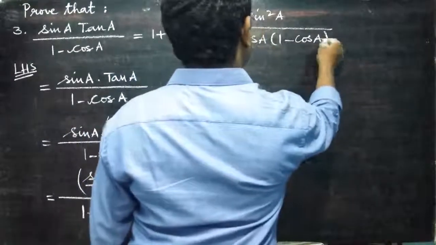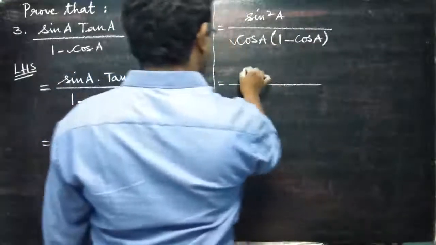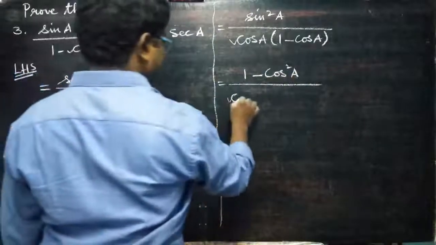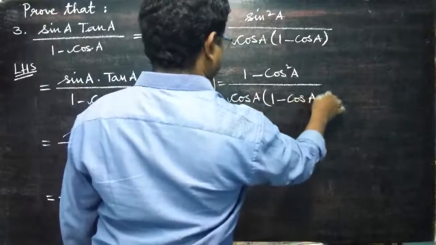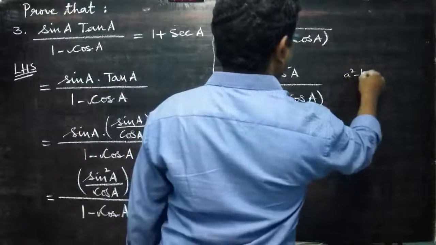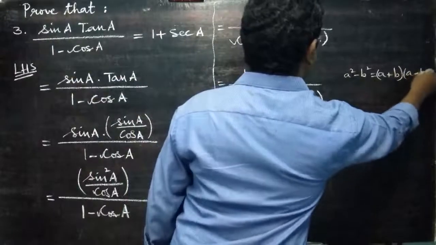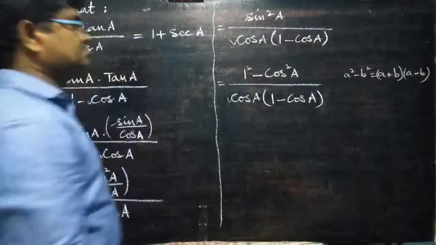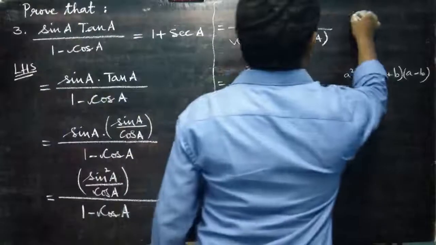Be careful with brackets. Now sin square A, from identities, is 1 minus cos square A. I am writing that. So cos A into 1 minus cos A. Now the numerator is in the form of A square minus B square is equal to A plus B into A minus B. Here 1 only is there. If you write square also, no problem. 1, how many times we multiply also? 1 only. And this we got from an identity.